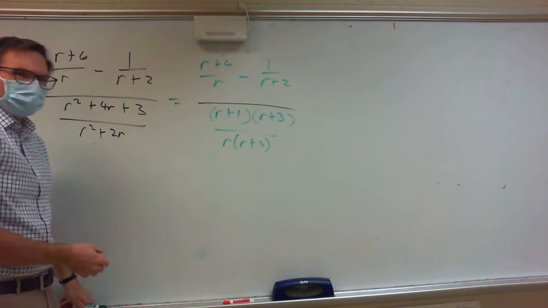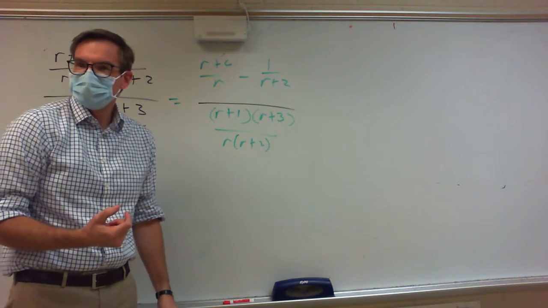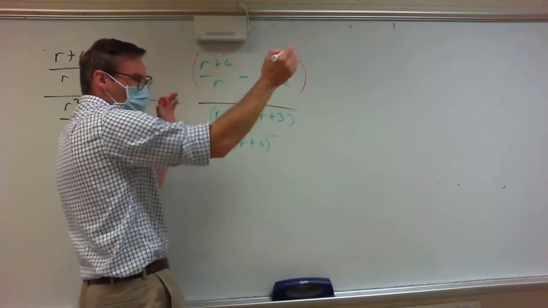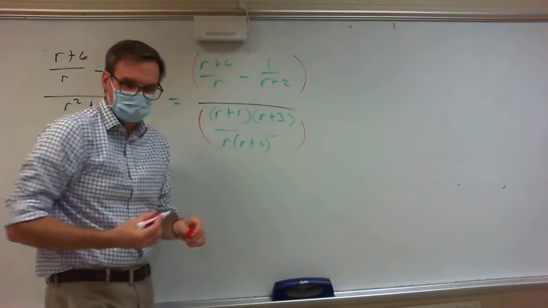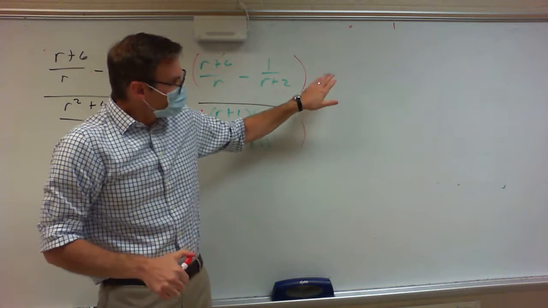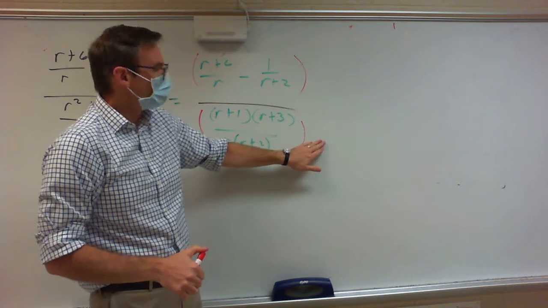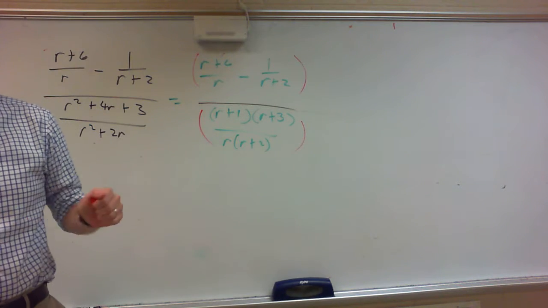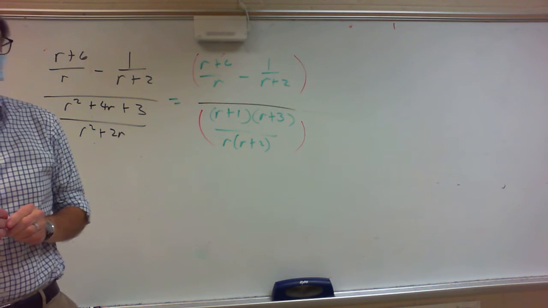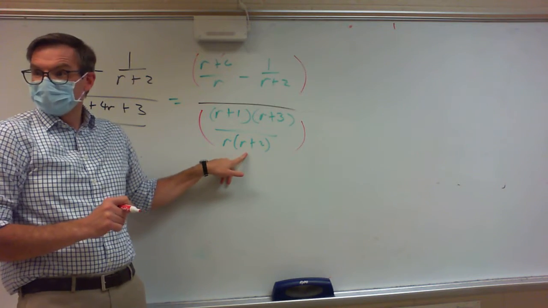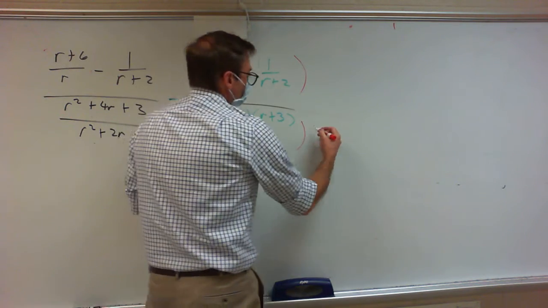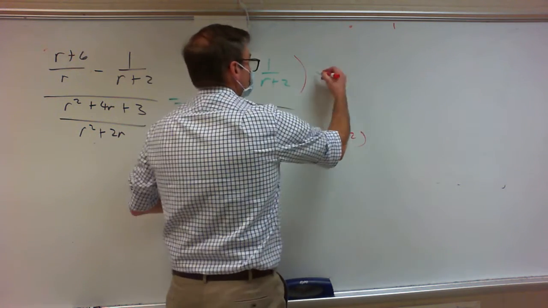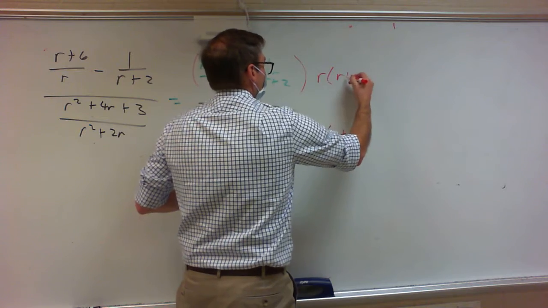All right, next up. You don't like fractions, right? So you think, how do I get rid of the fractions up top? How do I get rid of the fractions on the bottom? What do I need to multiply by? Here, we'll do it this way. What do I need to multiply by here so I get rid of the fraction in the bottom? r times r plus 2, right? Everybody okay with that? So I'm going to do r times r plus 2. Of course, whatever you do at the bottom, you have to do the top. So that's r times r plus 2.